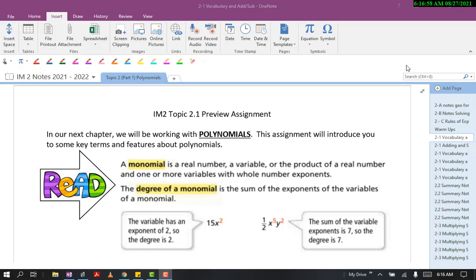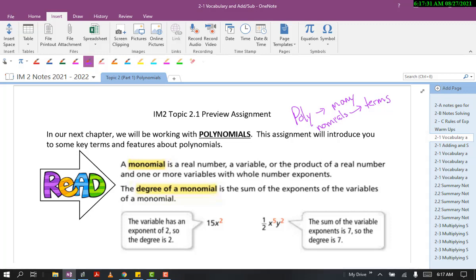Let's take a look at 2.1, the basic definitions and terminology we need for the second part of our unit here. So we'll be talking about polynomials. Poly meaning many, nomials meaning terms. So they're many terms. And that's what we're going to see.